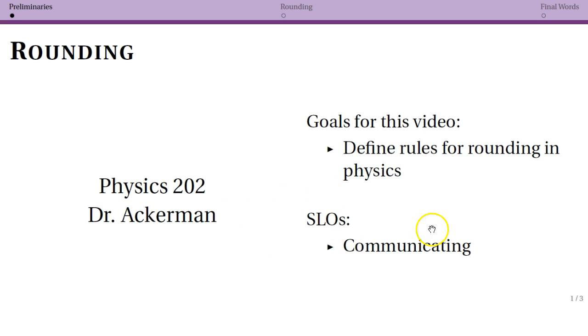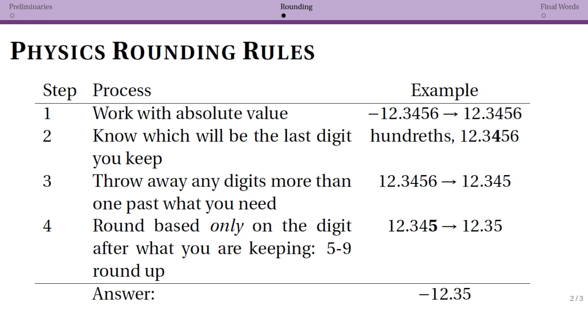So in terms of student learning outcomes, one of the big ones that this relates to is communication. So how are you actually communicating your answer, and the content of it relates to rounding, and a big part of that relates back to significant figures, which is covered in a separate video. So basically I'm going to talk you through the process of rounding, and the number that I'm going to be using as an example is negative 12.3456.